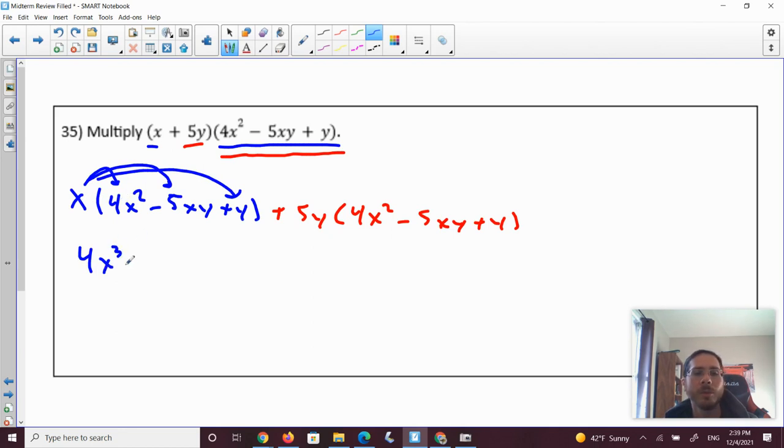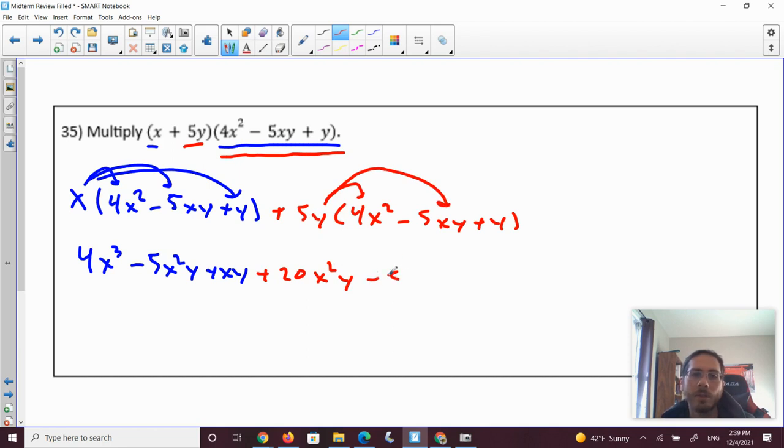X times 4x squared, 4x cubed. X times 5xy is 5x squared y. X times y is xy. 5y times 4x squared is 20x squared y. Again, I'm putting them in alphabetical order. That's just common practice. 5 times 5xy, 25xy squared. 5y times y is plus 5y squared.